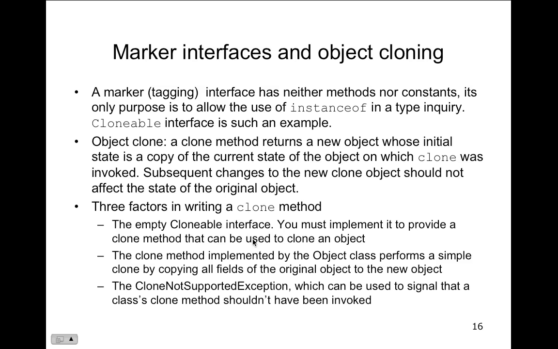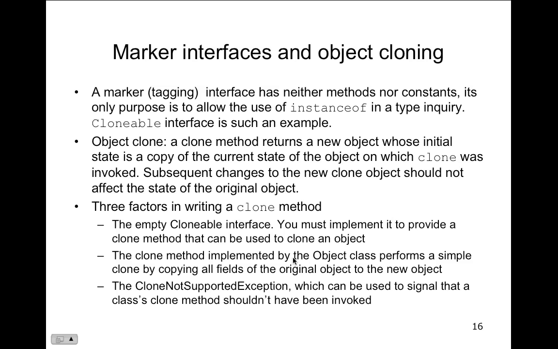The empty Cloneable interface. What we have is three factors in writing the clone method. The empty Cloneable interface, you must implement it to provide a clone method that can be used to clone an object. So you have a Cloneable interface that you implement. There's actually no feature in the language that does this for you automatically, although some object-oriented programming languages do this, built in with keywords. Instead, you're implementing the concept of creating a clone of an object by playing around with the methods and the way that you're creating and using them.